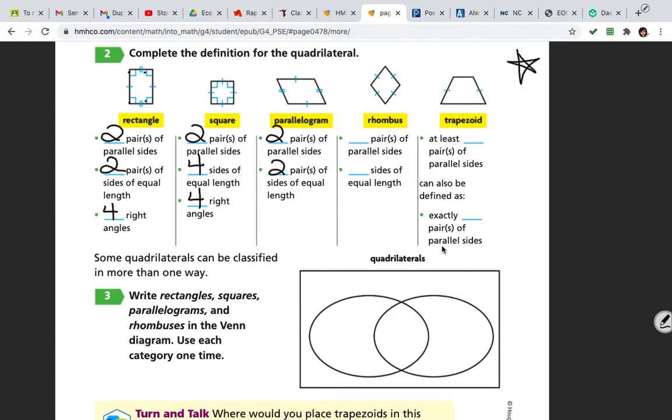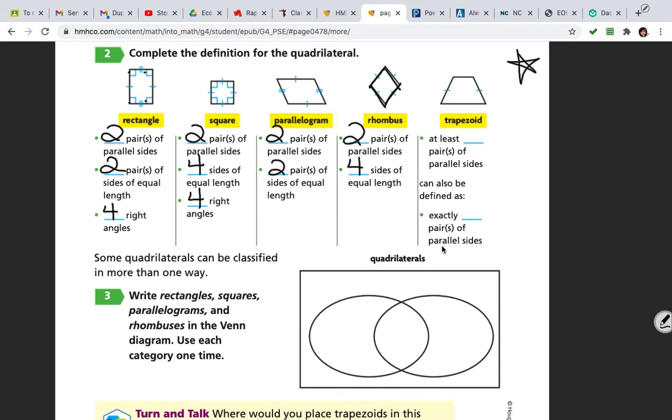Okay, the rhombus. How many pairs of parallel sides? We have one right here, then the other edge, so 2 pairs of parallel sides, and how many sides of equal length? Well, a rhombus is basically a squashed square. So a rhombus is the same thing as a square, except its sides are squished. It's like stepping on a square.